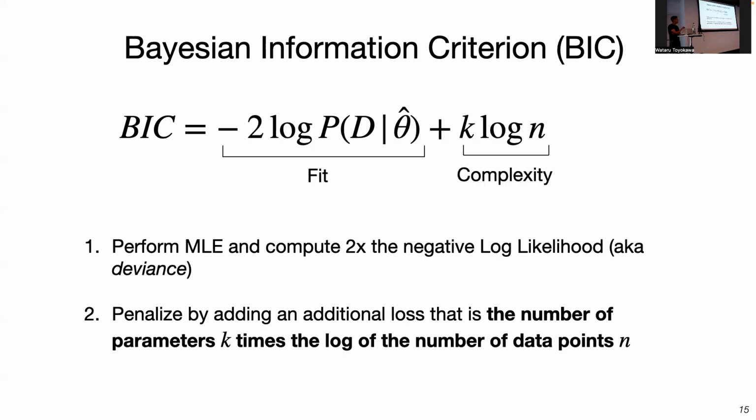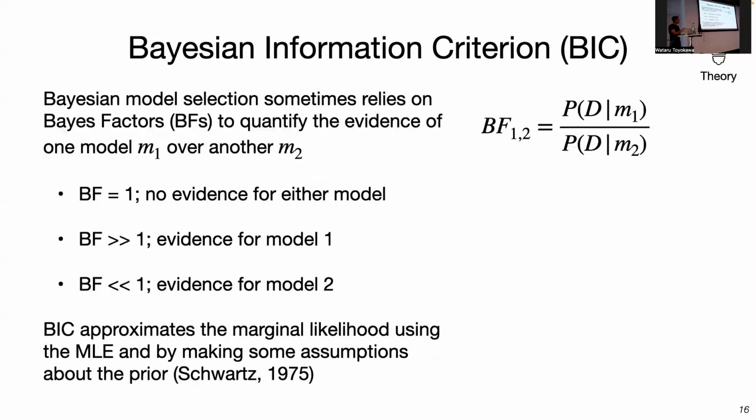So here, K is still the number of parameters, but then we penalize by the number of parameters times the log of the number of data points in our data, right? And as you'll see, as long as N is something relatively large, this penalizes the complexity more strongly than AIC does. Okay, now for the theoretical interpretation.